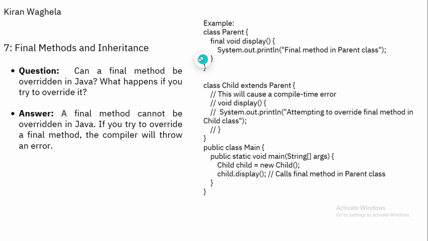For example, it will give you the compilation error. Say we have a class like this, and we have also extended the parent class in a child class, and then we are trying to override those methods, then the compiler will obviously give you the error.